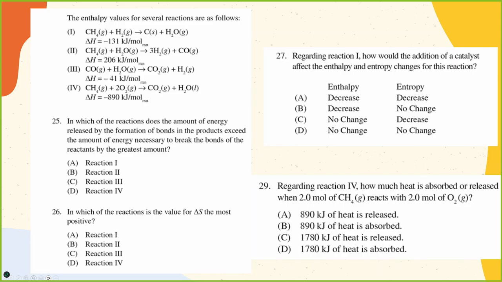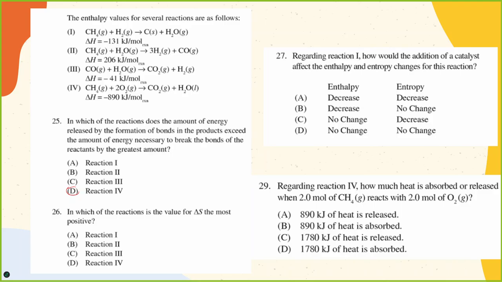The bonds in the product exceed the amount of energy necessary to break the bonds. But by the greatest amount. Okay, I was like, I'm missing something. It has to be 4. Greatest amount means highest negative number, which means that's how much energy is released. You're subtracting the bigger number. So this is bonds broken minus bonds formed.